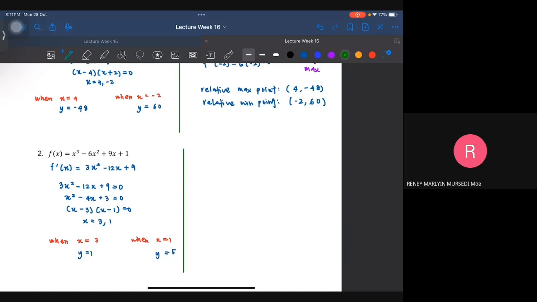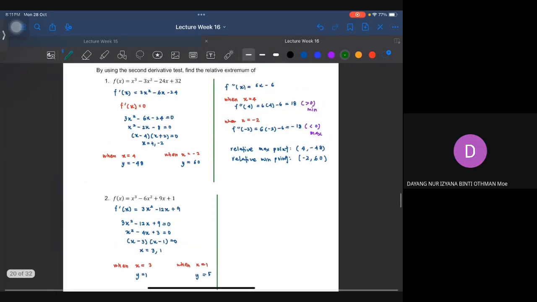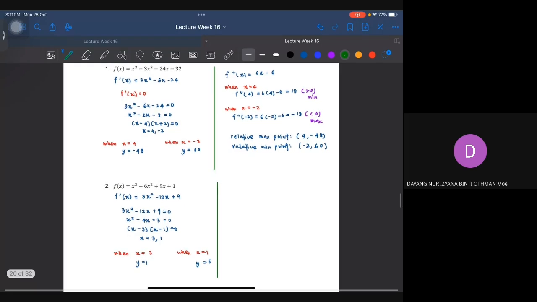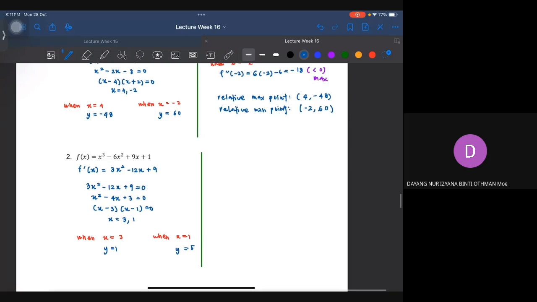Okay, setakat ni semua orang boleh follow ke? Saya laju sangat ke? Okay je? Alright. Okay. Alright. So, jom. Next step kita, bila kita dah cari x, dah cari y, so kita akan differentiate for the second time lah. Okay, so let's differentiate for the second time.